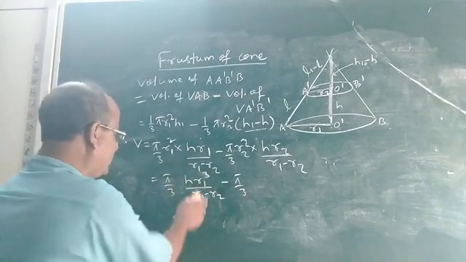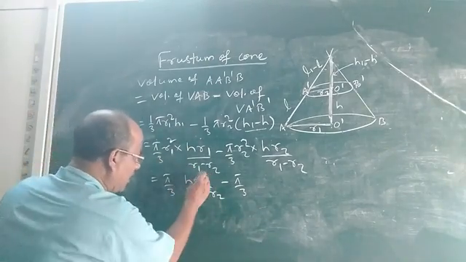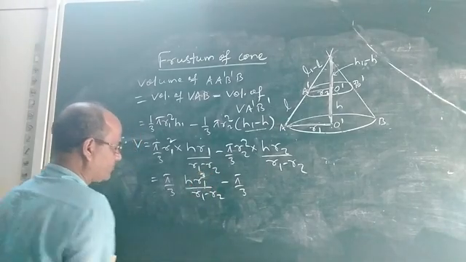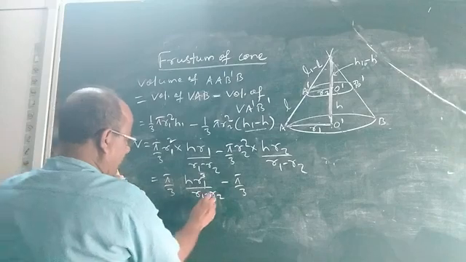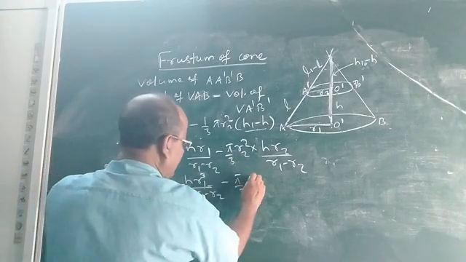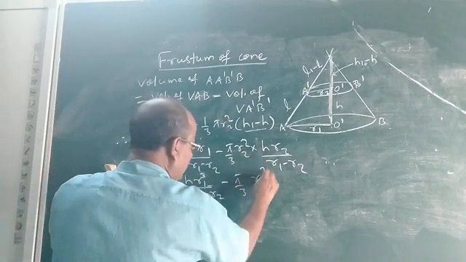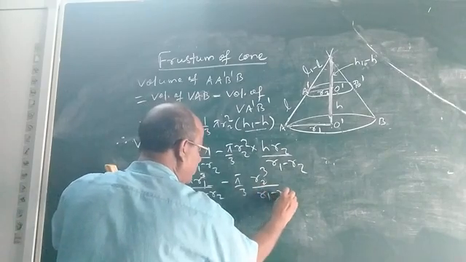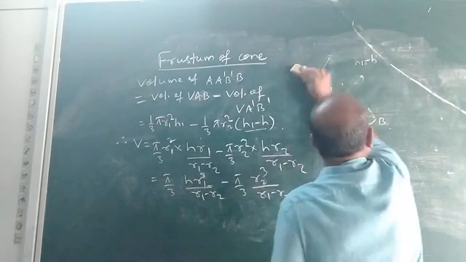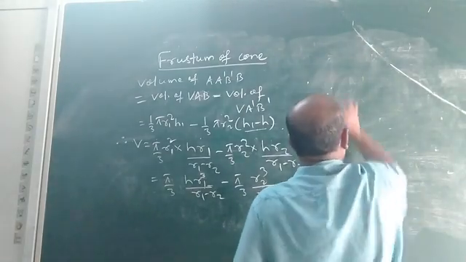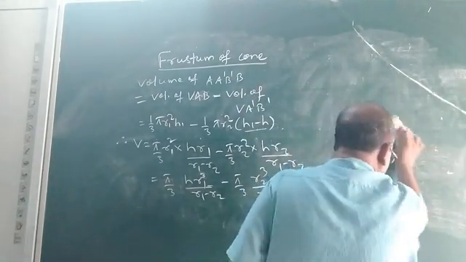It will be r1 cube. You see, it will be r1 cube. So pi by 3 h r1 cube by r1 minus r2, minus pi by 3 h r2 cube divided by r1 minus r2. Yes. Now let us simplify it further. Okay. Now simplification, what we will get? Let us see what will be obtained.